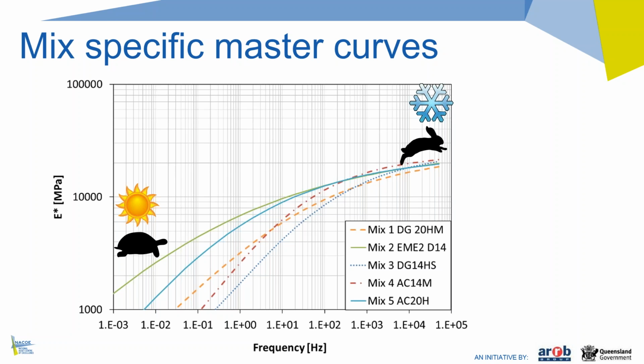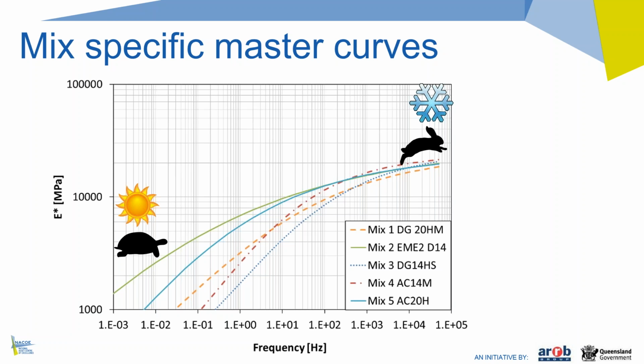mix. And as you can see on this slide, the EME, so that's the green line, is the top line. EME has got a much higher modulus on the left part of the graph, and that is the part of the graph where we have slow-moving loads like turtles and high temperatures. So there, EME has got the highest modulus. The lowest modulus is, as you would expect, the mix, the DG14 with the polymer modified binder.